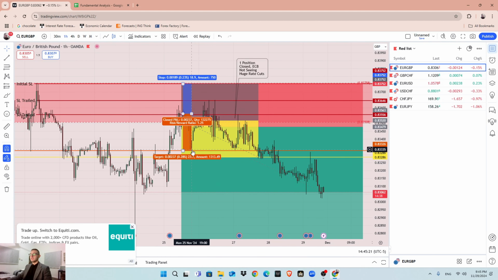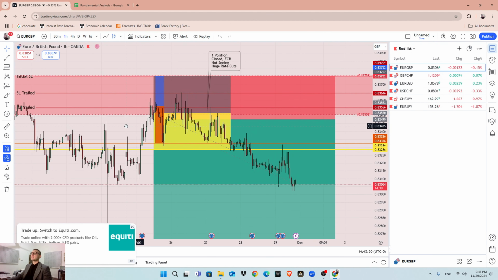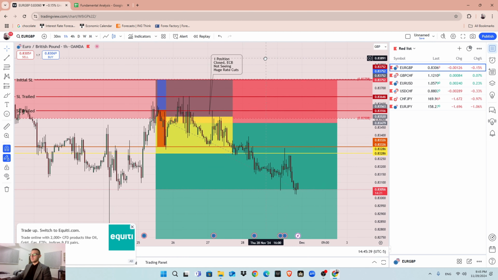The third one immediately got hit, and it was around a 1-to-1 risk to reward ratio, it was 1 to 1.25. This is the third position. The second position, I closed it at break even.